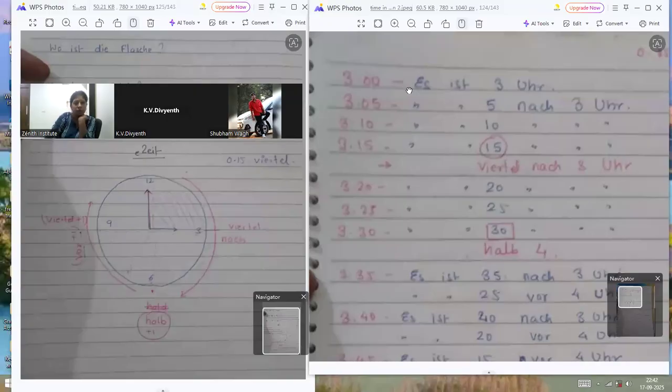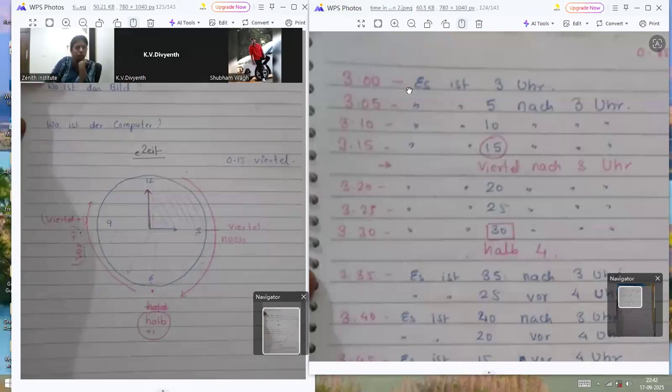Okay, so how we are going to talk about this? Here I have taken an example of 3 o'clock, and from 3 o'clock, after every 5 minutes, I have written the time like 3:05, 3:10, 3:50, like this. First, we will understand till 3:30 and then we will go ahead. So first 3 o'clock. If somebody is asking me, wie viel Uhr ist es or wie spät ist es, my answer would be, if it is 3 o'clock, Es ist drei Uhr. It is 3 o'clock.